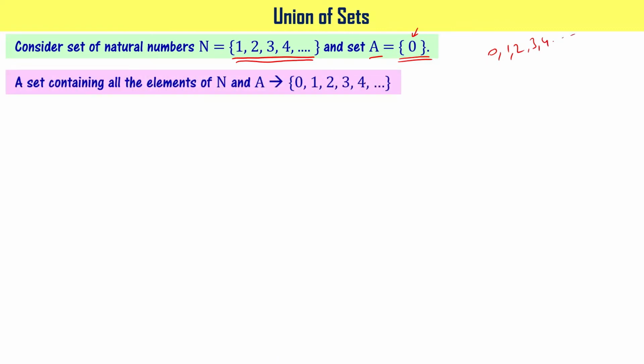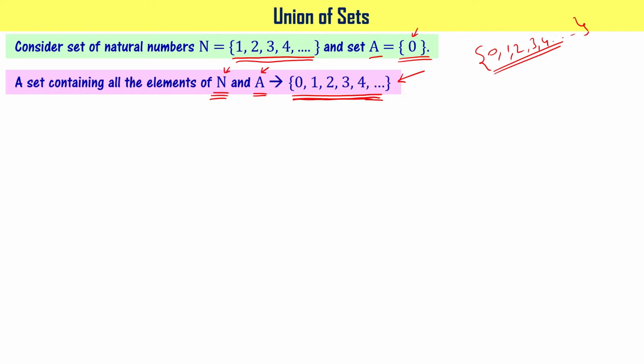A set containing all the elements of natural numbers N and set A, when you write together, it becomes this set, right? These are the elements of both the sets together. So when you write those elements in between curly brackets, it becomes a set. This is the roster form for the set containing elements of N and A together. Set A and set N, those elements of these two sets, when you put together and write in set form, what you get is this.